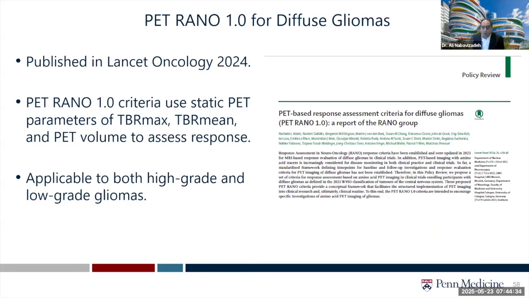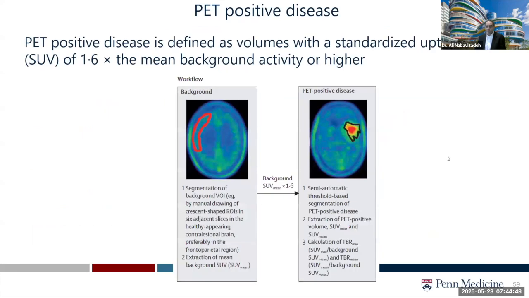So this is the PET RANO 1.0 that was published last year for diffuse glioma. It uses static PET parameters of TBR max, TBR mean, and PET volume to assess response. It is applicable to both high-grade and low-grade gliomas. So PET positive disease is defined as the volume of disease that is above 1.4 to 1.6 times mean brain background. To assess the mean background, we need to draw a crescent-shaped ROI on the contralateral brain. And then the tumor component that is more than 1.6 would be considered PET positive disease.